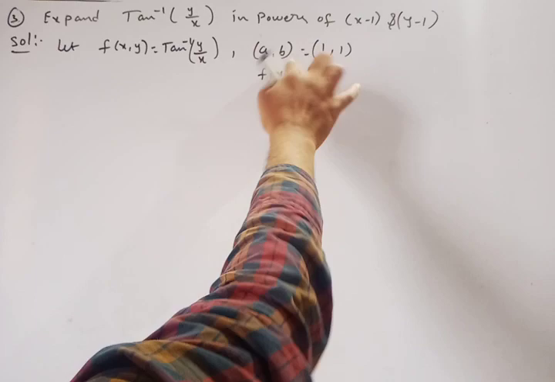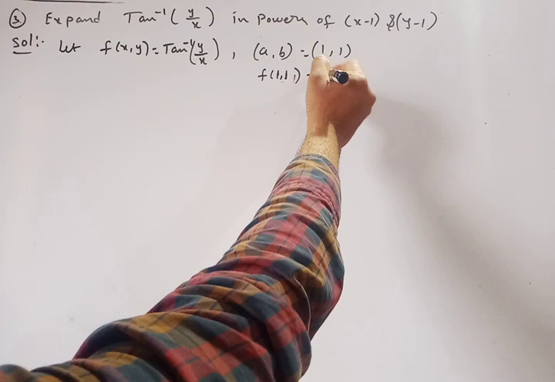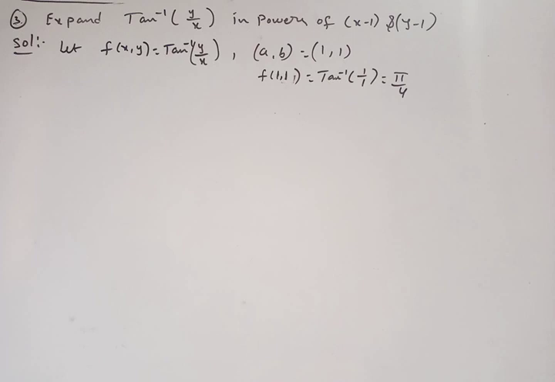f(1, 1) becomes tan inverse of 1 by 1. Tan inverse 1 is how much? Pi by 4. Tan inverse 1 is pi by 4. Next, what we have to do?